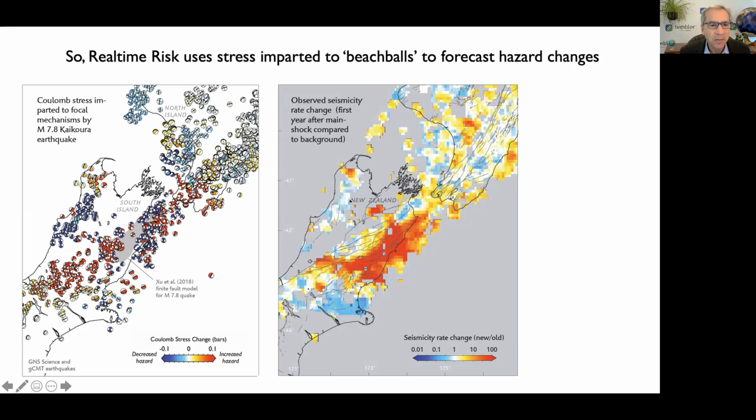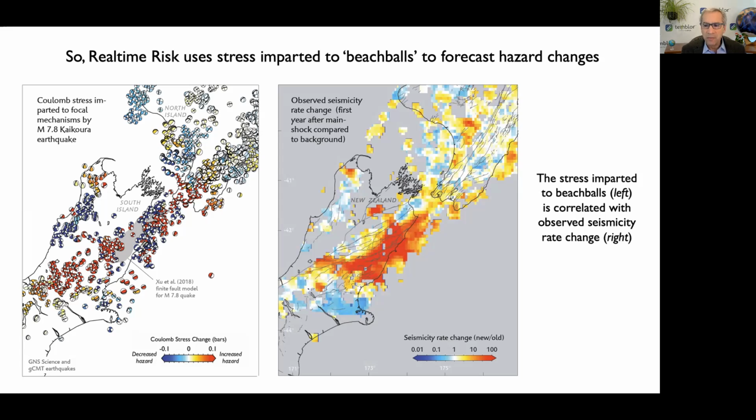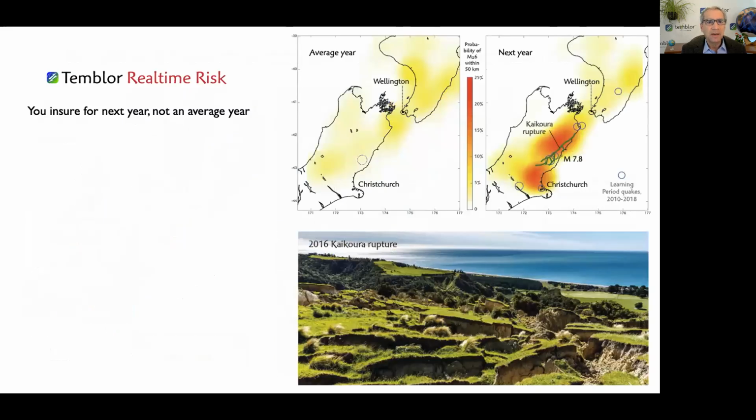This blue zone, where the rate of earthquakes reduced by a factor of about 10, coincides with this blue, this red here, and the red here, blue here, etc. They're very well correlated. And so this is the engine that drives a yet more accurate forecast and allows us to consider how an average year in New Zealand compares to next year when stress transfer from the 7.8 and the Canterbury earthquakes and several other large earthquakes that have occurred happen. And you can see they're quite different.